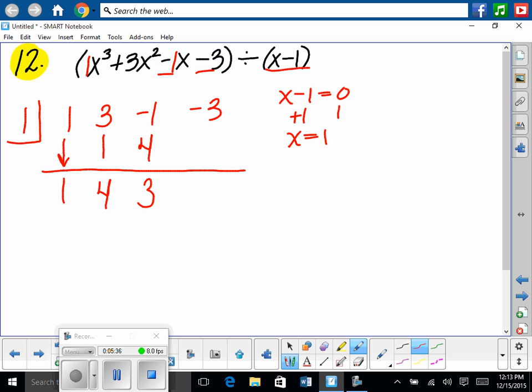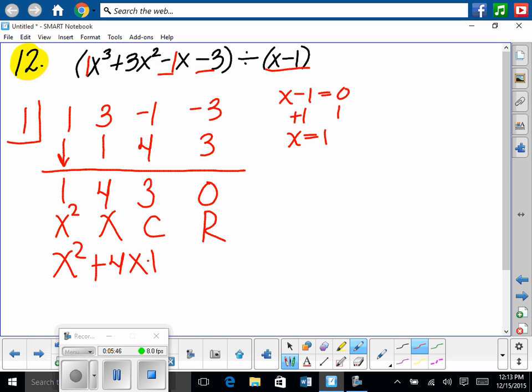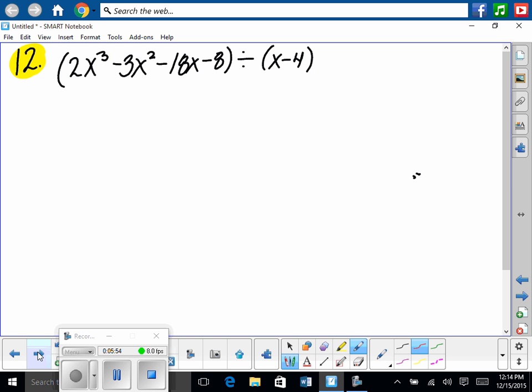3 times 1 is 3. Add straight down is 0. That's our remainder. This must be our constant, x squared. So when we divided it, we got x squared plus 4x plus 3, and that was our final answer with no remainder. All right, and then on this one it says divide using synthetic division.